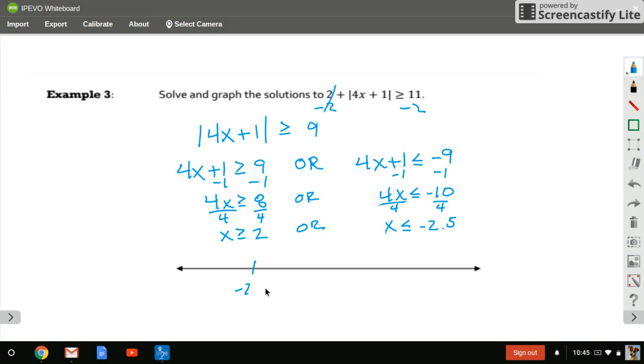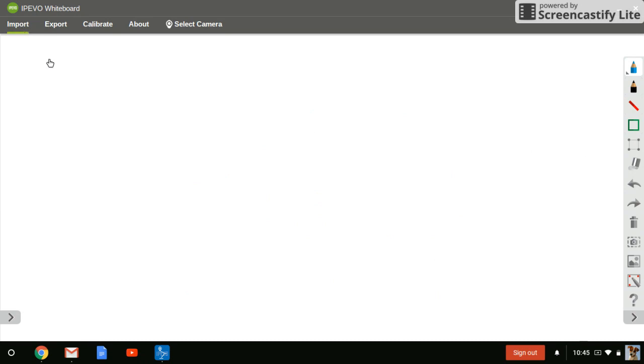So we have negative 2.5, negative 4, 0, 2, and 4. We have a closed dot at both of them. And because it is an or statement, we will be going in opposite directions. So there is example number 3. All right, and our last one, example number 4.